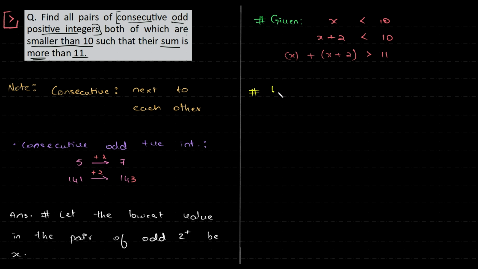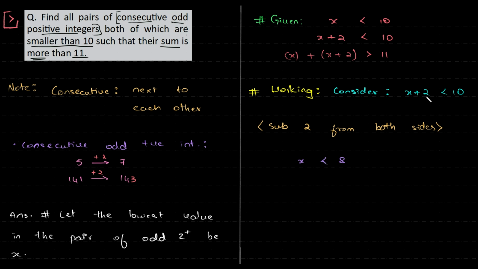So let's see how to go about doing this. First thing first, we need to get a general expression. We need to solve it basically. One of the conditions is x plus 2 is less than 10. Let's see what the condition of x will be. So how do you go about doing this? We need to subtract 2 from both sides. So we end up with x is less than 8, right? x plus 2 minus 2, 10 minus 2, and so on.